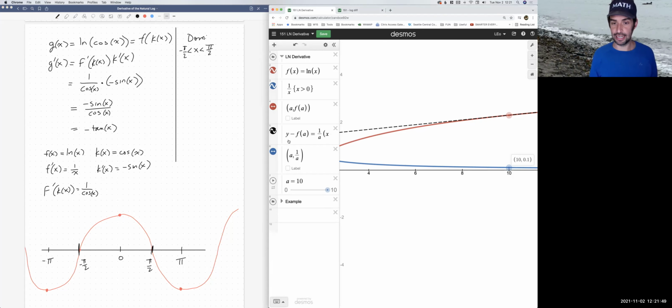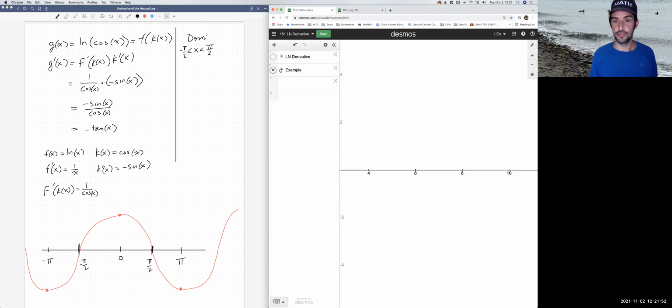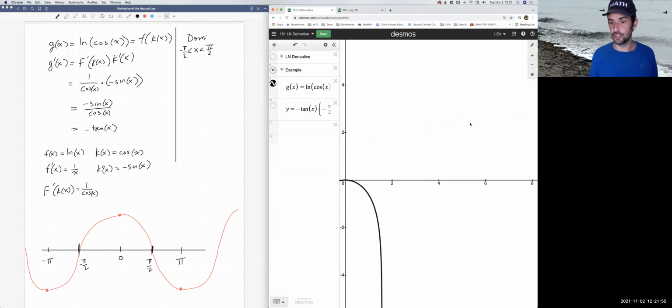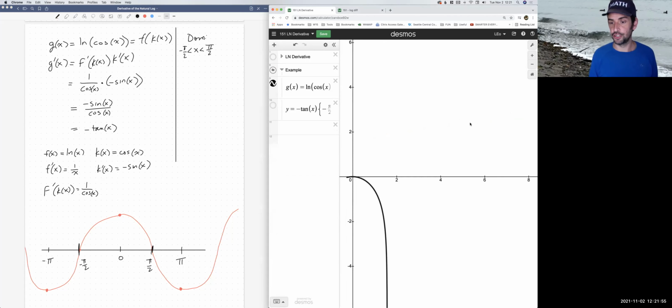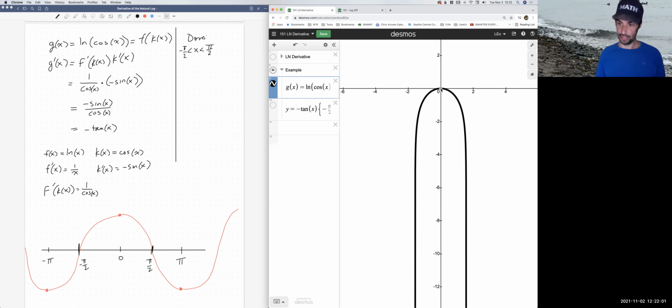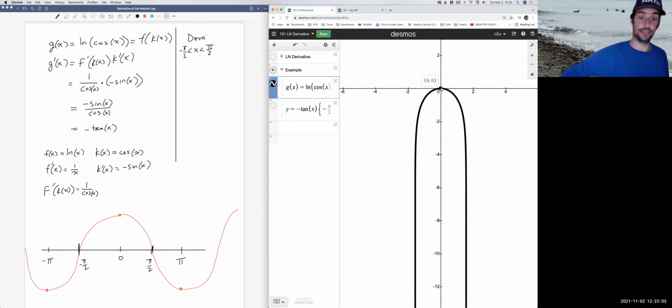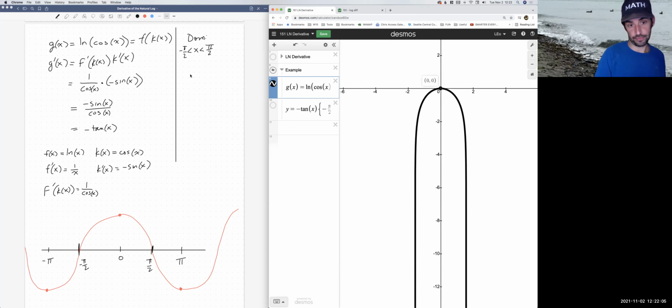So let's take a look at this. Here's our original function, and on that domain we see what it looks like. For instance, when x is 0, g of 0 is the natural log of cosine of 0. Cosine of 0 is 1. Natural log of 1 is 0. And then if we move in either direction, cosine goes from 1 to smaller and smaller numbers, closer and closer to 0. Well, what does natural log do as we get closer and closer to 0? It spits out numbers that are increasingly negative.